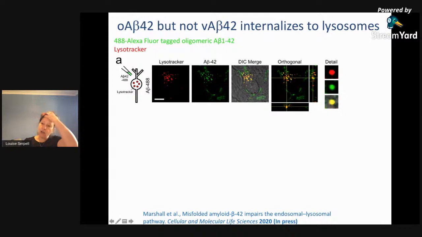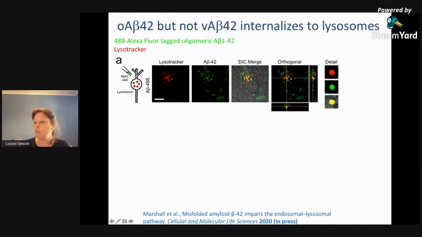And we find that the oligomeric A-beta internalizes into the lysosomes and co-localizes with a LysoTracker marker. So we use this LysoTracker marker, which is red, and the amyloid beta, which is green. And if we look at the co-localization, we can see that they're both in the same compartments.